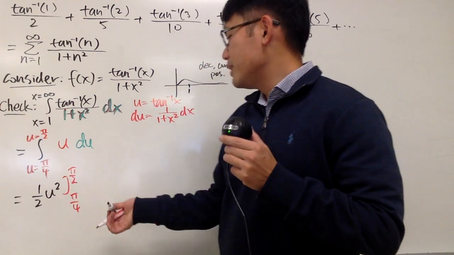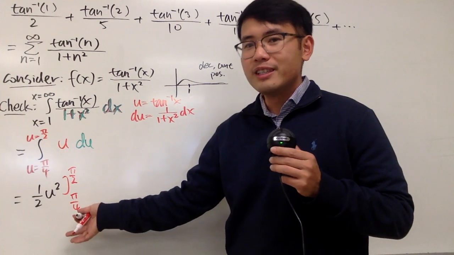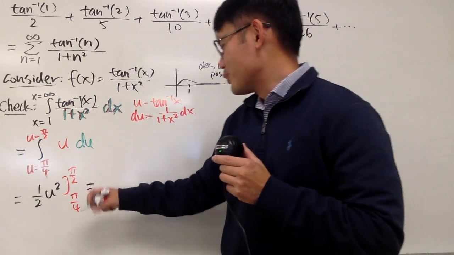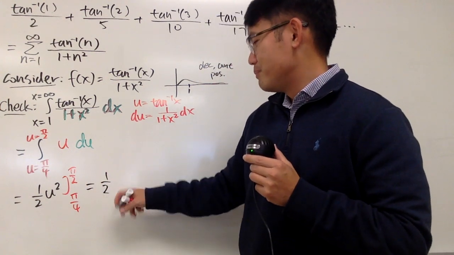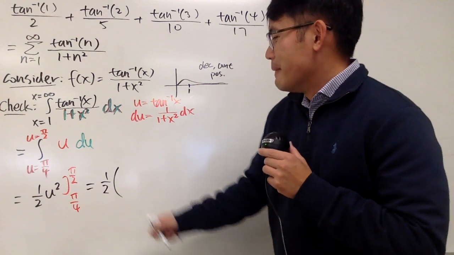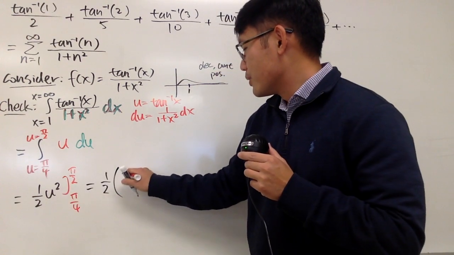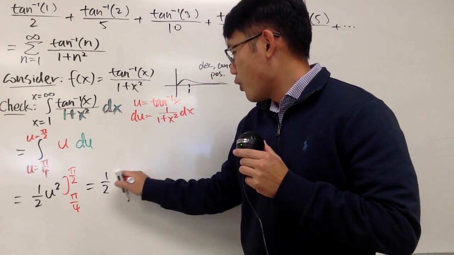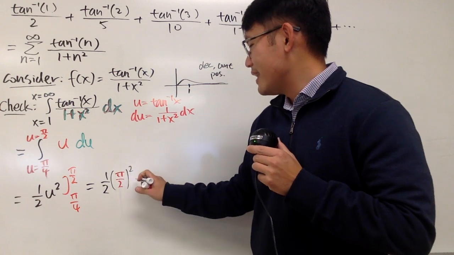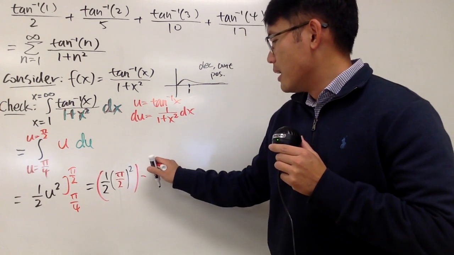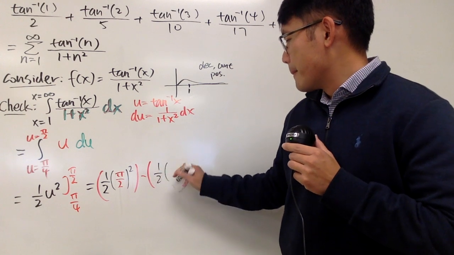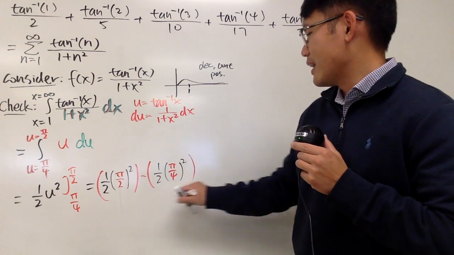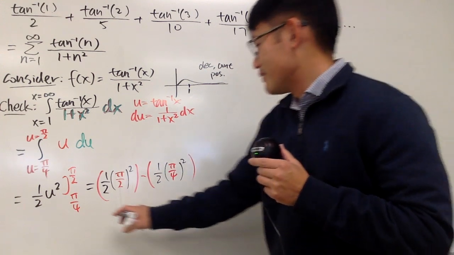But if you are not really interested in getting the value of this integral, you don't have to worry about the result. I will still write it down for you, just to be a good teacher, I would say. Anyway, put the pi over 2 here, so we have pi over 2 squared. Actually, let me just do it like this, it's easier. Pi over 2 squared, and then minus parentheses 1/2 pi over 4, and we square that. Yeah. And just do the math pretty much.